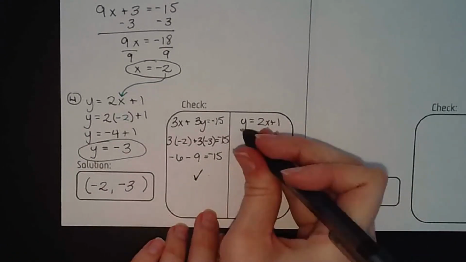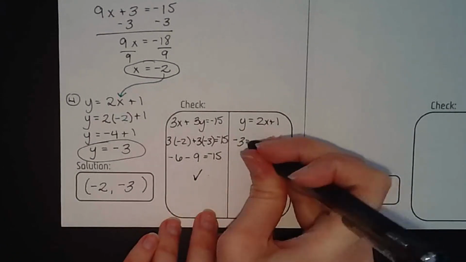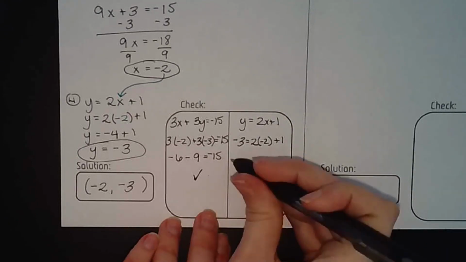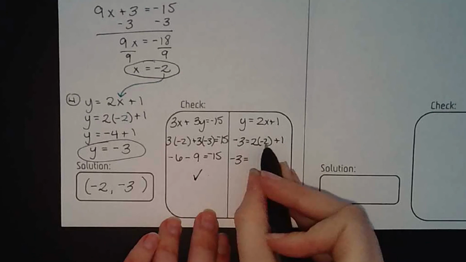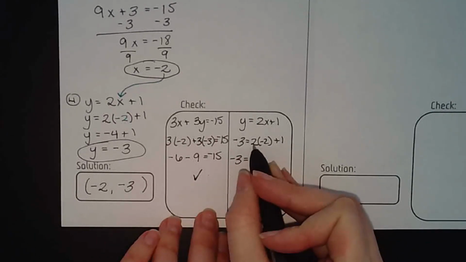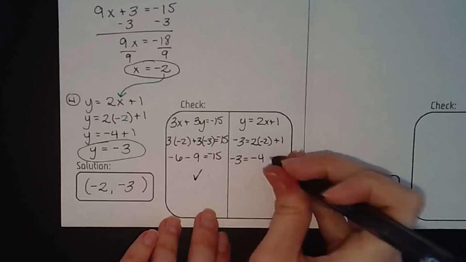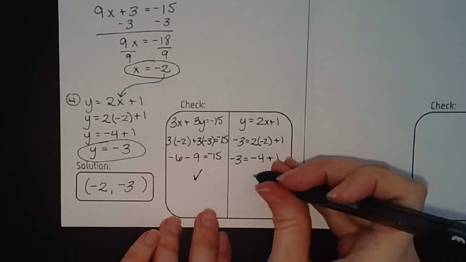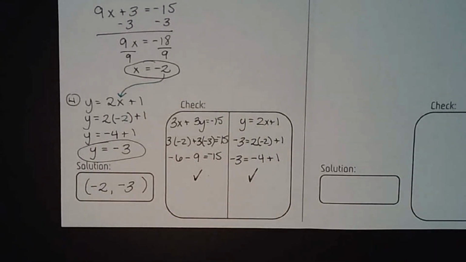In the second one, my y value is -3. My x value is -2. So I am checking to make sure that 2 times -2 plus 1 is equal to -3. 2 times -2 is -4. So this says -3 equals -4 plus 1. That's totally true. So that means my answer is correct. The point that I found is a solution to both equations, so that is the solution to my system.